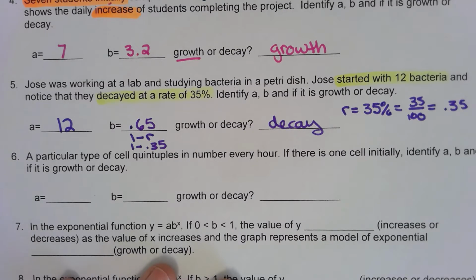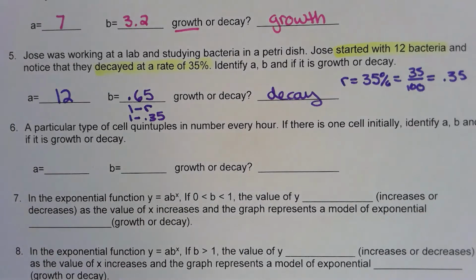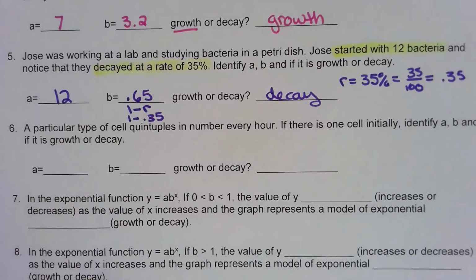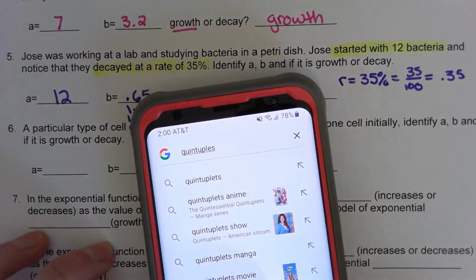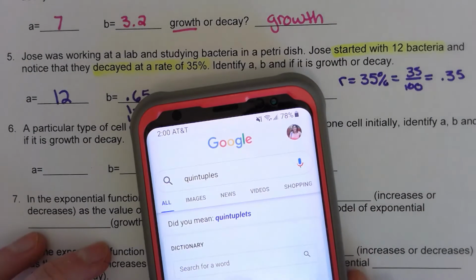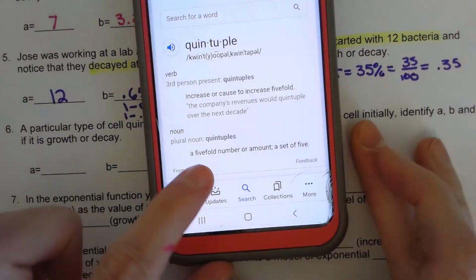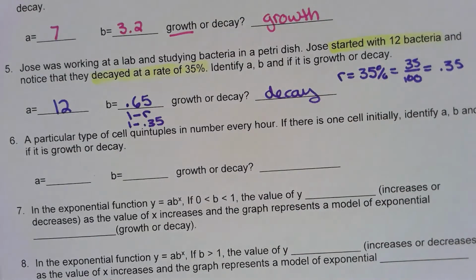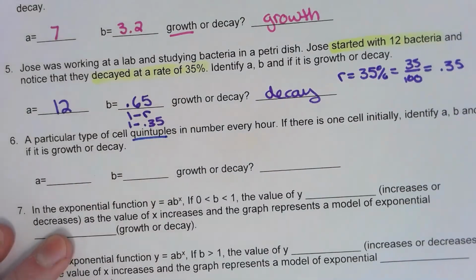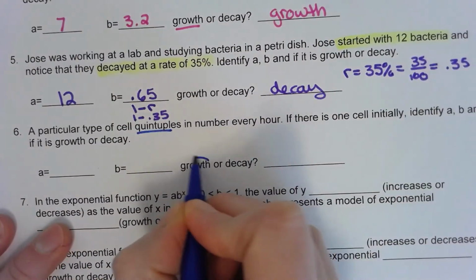Okay, number 6. A particular type of cell quintuples in number every hour. Okay, if you do not know what that word means, you have the world of information at your fingertips. Look it up. Quintuples. That means a 5-fold number or amount, or a set of 5. That means that it is increasing by 5 times that amount, okay? So this is definitely going to tell us that we are dealing with growth.